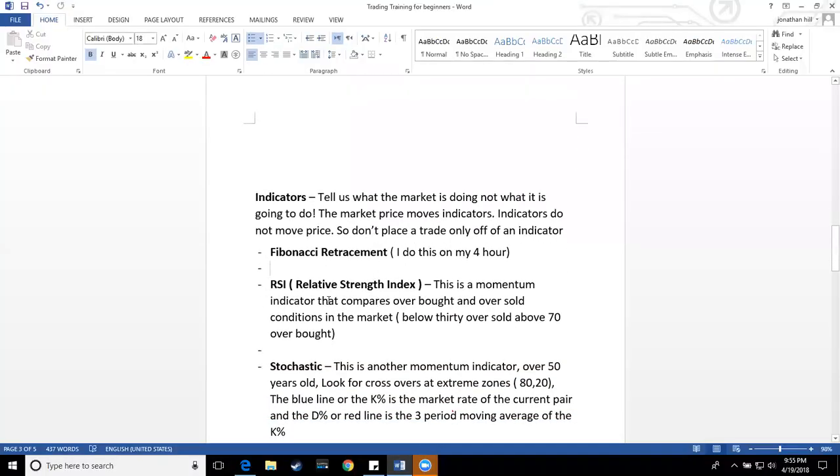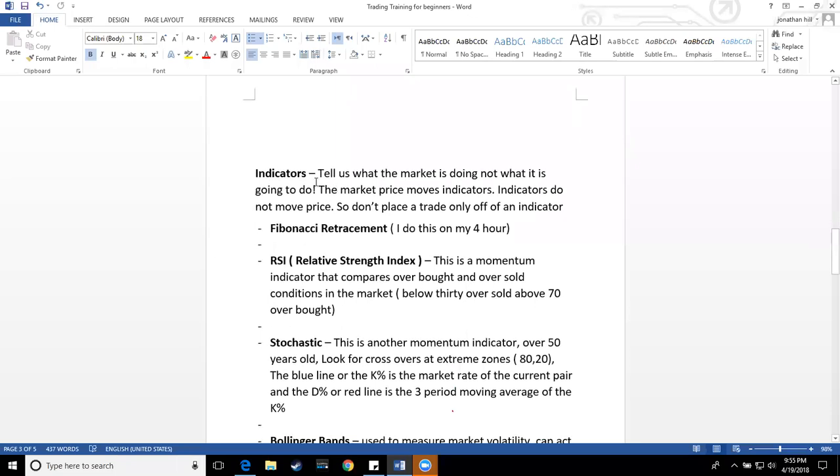So Fibonacci, I do this on my 4-hour. This is a big thing for indicators, okay? Indicators tell us what the market's doing and not what it's going to do. The market price is moving indicators. Indicators don't move the price. So you can't make a trade solely off the fact that a Fibonacci level is respected, or you can't make a trade solely off the fact that RSI is below 30 or RSI is above 70. You can't make the trade solely off just an indicator. Indicator is just another confirmation.